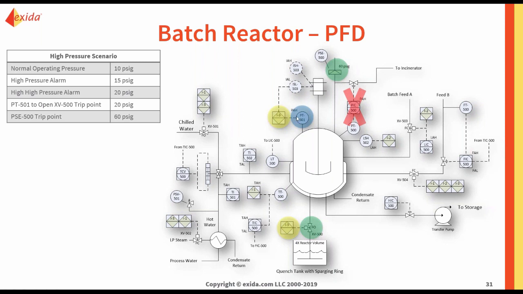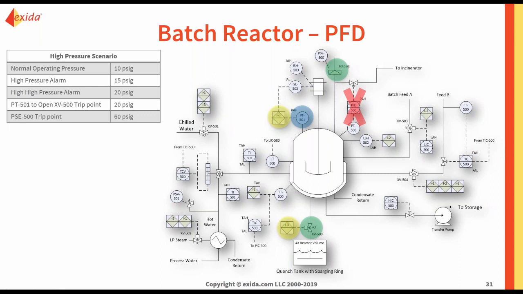There is a high pressure alarm and a high high pressure alarm. So our normal operating pressure is 10 psig. In this example, our high pressure alarm goes off at 15. We have another high pressure alarm at 20 psig, and then our interlock is going to trip at 20 psig. Finally, we have a rupture disk here that's going to lift at 60 psig.